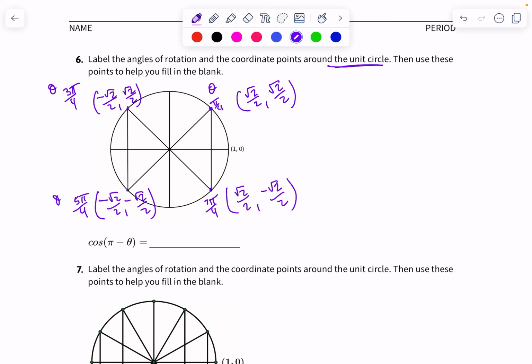Okay, now that was assuming we knew the unit circle. If you didn't know the unit circle, let's talk about this. So here, the hypotenuse is 1. Why? I'll just label this as 1.